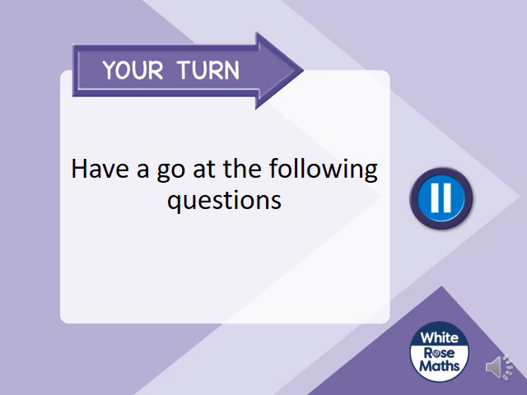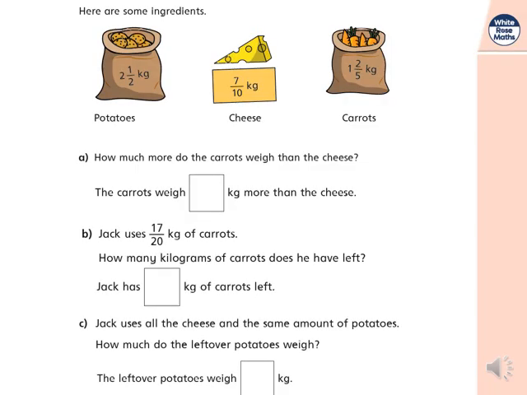So looking at that type of problem, we're going to have a go at some different questions now. Again, you need to pause the video and have a go. With this one, there's quite a lot of information here, and it says here are some ingredients. So you have a bag of potatoes, some cheese and some carrots, each weighing different amounts. First question, it says how much more do the carrots weigh than the cheese?